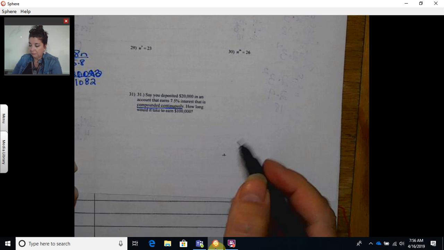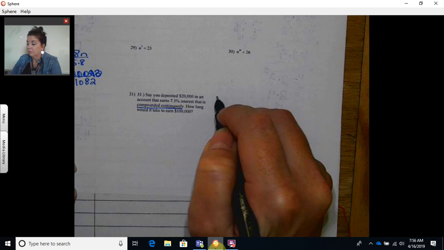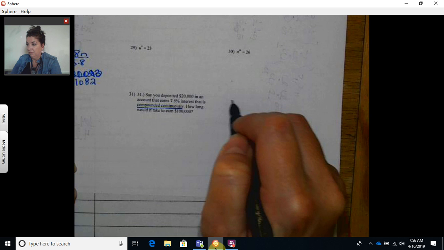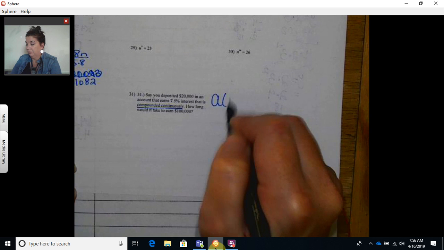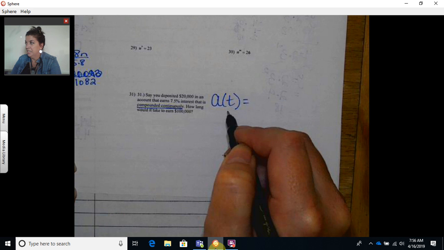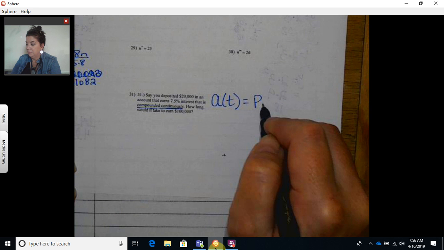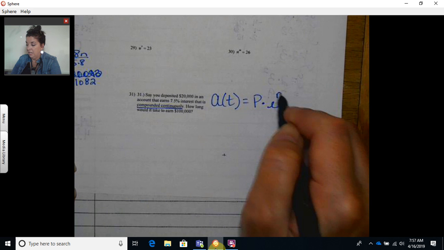31. Say you deposited $20,000 in an account that earns 7.5% interest that is compounded continuously. How long would it take to earn $100,000? I'm not going to do this example for you, but I'm not going to give you the formula either. Do y'all remember the formula? It's compounded continuously, so it's that one that has the E in it. So it's A of T, the amount in the account after t years, equals P times E raised to the RT. I'm not going to give you that on the test.